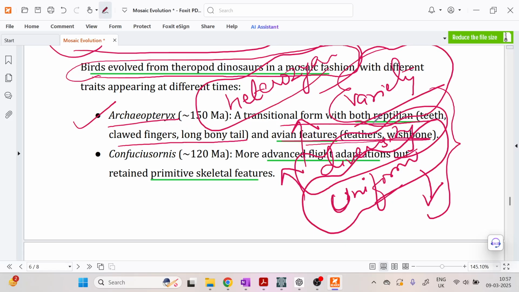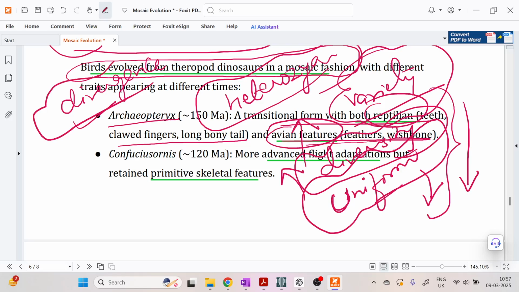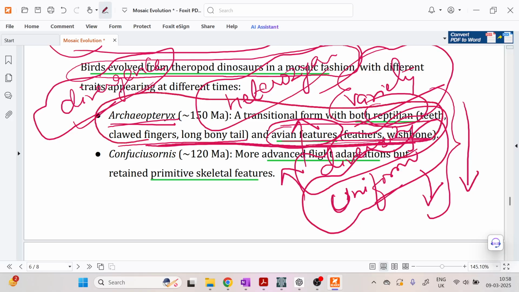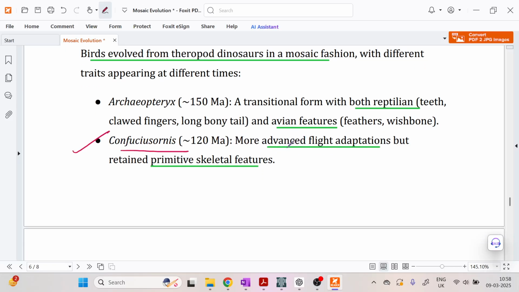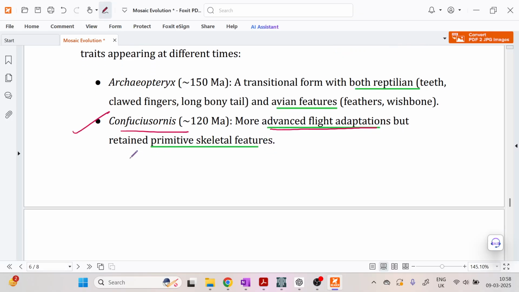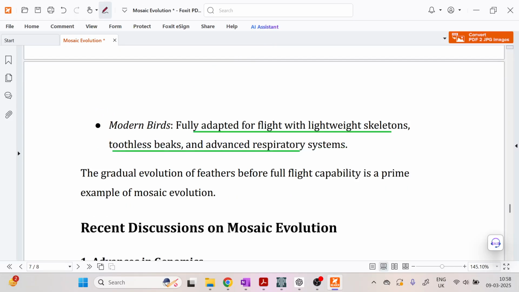So Archaeopteryx had both features, reptilian and avian, and the avian features gradually got selected, and this divergence helped in the survival of one of those characteristics. Otherwise, dinosaurs are not there, because the selection pressure, the environmental pressure, does not need such giant entities. The next is Confuciusornis. It had more advanced flight adaptation but retained primitive skeletal features of theropod dinosaurs more than the modern birds.